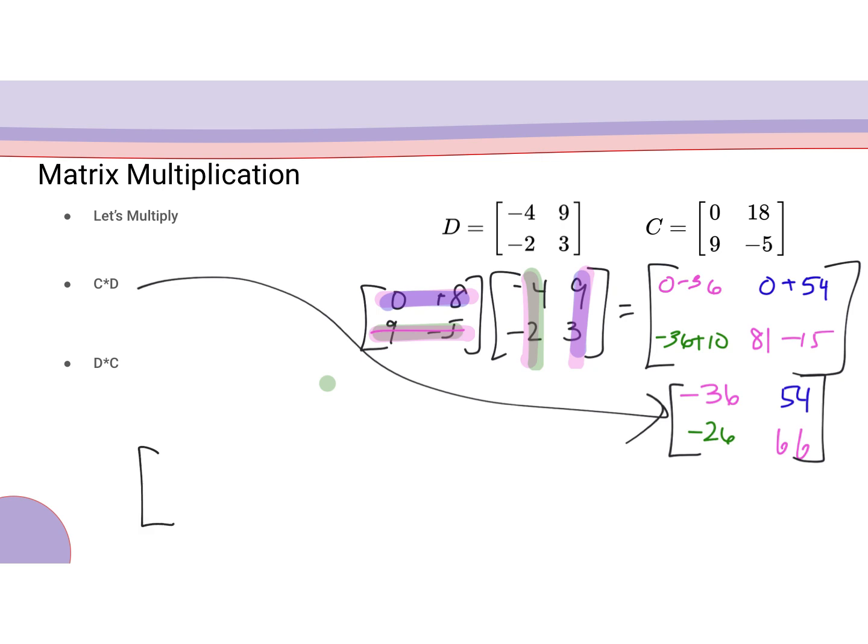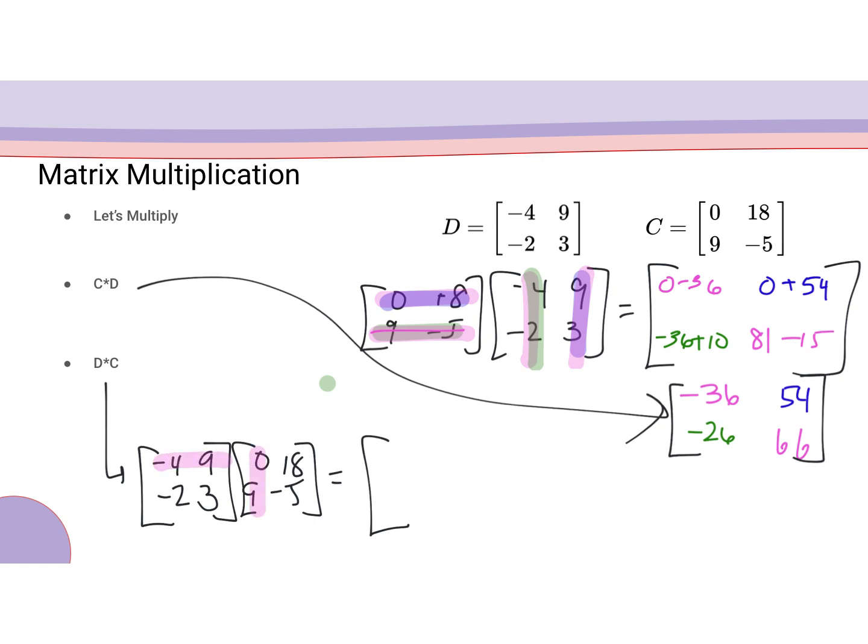Now what gets really interesting is I have D times C here. So if I flip the order of the multiplication, you will see something that hopefully isn't too jarring. So again, negative 4 times 0, 9 times 9, negative 4, 9 times 18, and negative 5. Can't read my handwriting there. So negative 4 would be negative 72 minus 45.